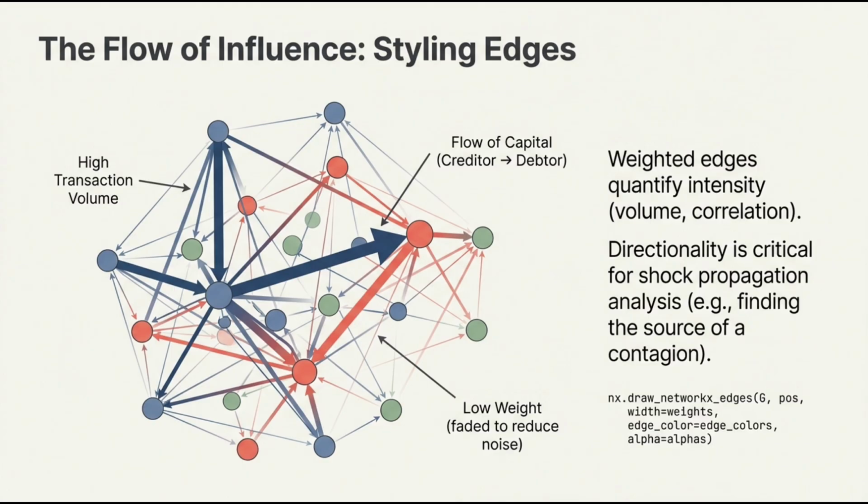If we are tracing contagion, we need to know where the shock originated and along which path it can travel. Weight matters too. A large exposure should not look identical to a tiny one. So by mapping width to weight, color to category, and opacity to significance, we transform the edge from a generic line into an informative object. This helps the viewer read flow, intensity, and importance directly from the picture.